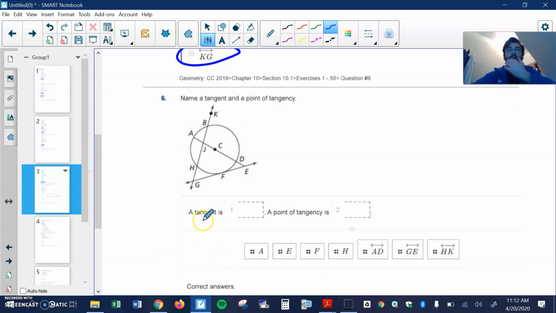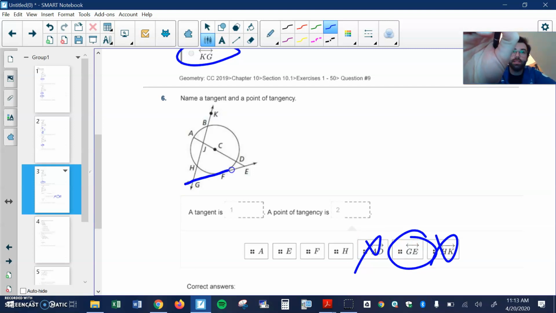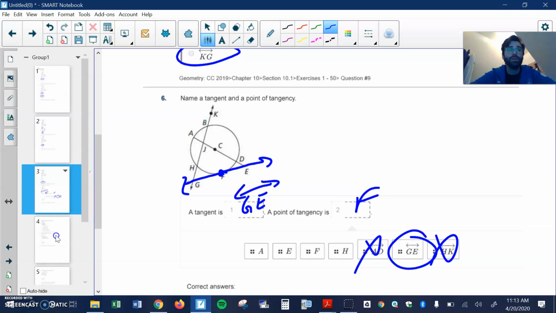Name a tangent segment and a point of tangency. Well, a point of tangency happens when the tangent segment meets the circle. So HK is not a tangent segment. GE is a tangent segment. AD is also not a tangent segment. This is our tangent segment here because it touches the circle once, at F. So our point of tangency is F, and GE is our tangent segment. Wow! Here we go.